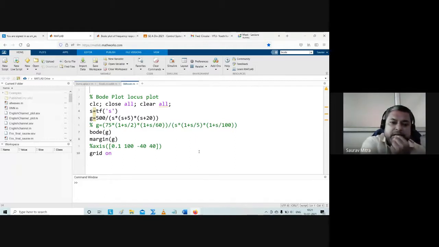Can anybody tell me what the corner frequencies are? Somebody among you has to answer the question, otherwise I'm not going to go forward. Here 500 is a gain which is not frequency dependent. This is a simple gain, and below there are three components. So there is a three-pole system. One pole is at the origin, one pole is at -5, another pole is at -20. Somebody has to tell me what the corner frequencies of this system are, then only I will go forward.